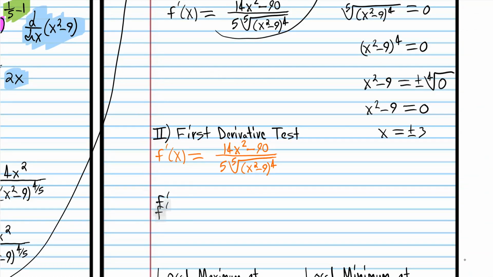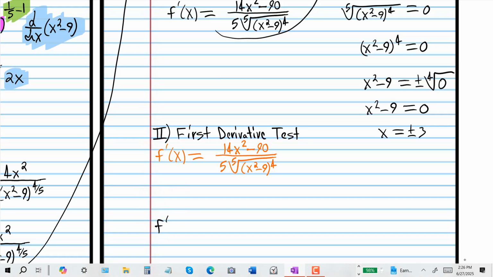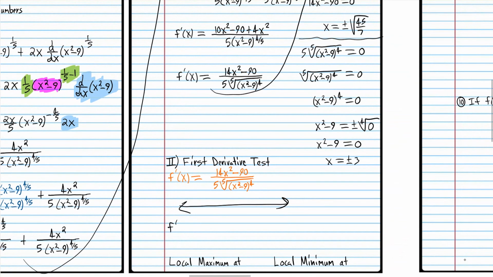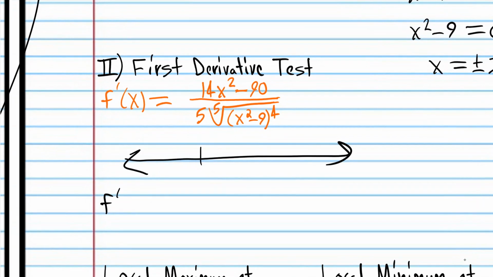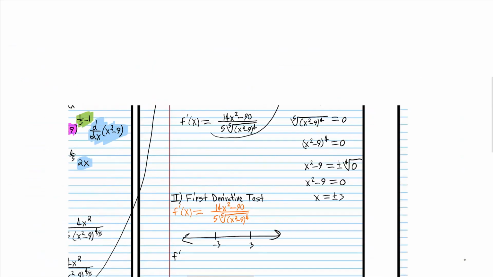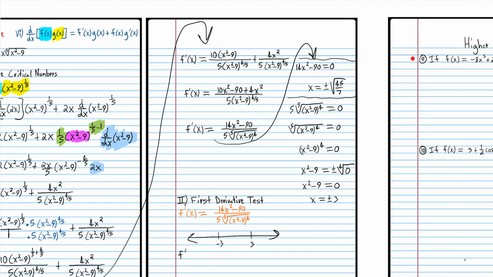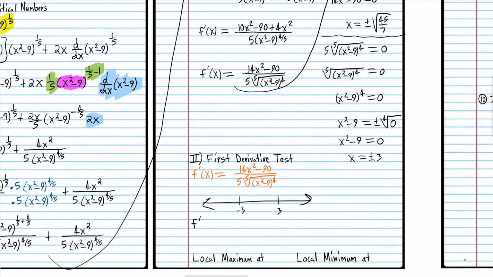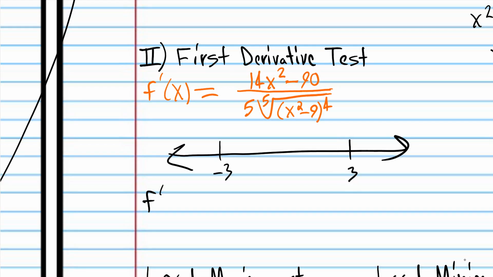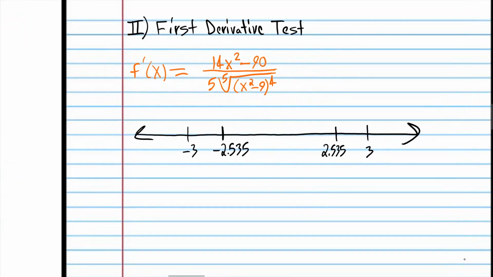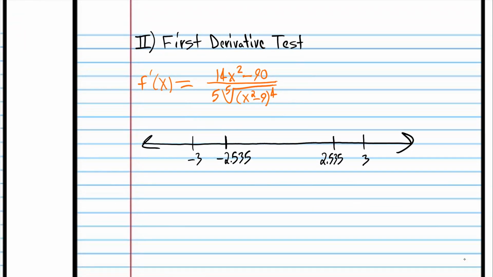So we're going to test the derivative, but we need to write our sign chart first. So we have -3 and +3. And the square root of 45 divided by 7, that's going to be roughly 2.5354. So it looks like we have other critical numbers here, -2.535 and +2.535. Now this is going to be difficult to check all these regions.